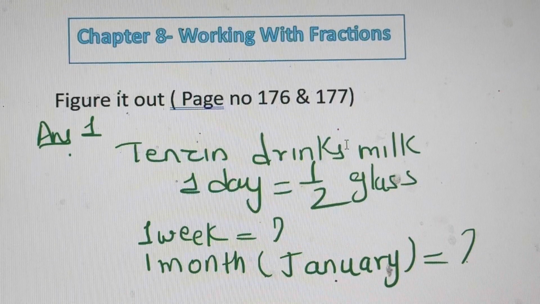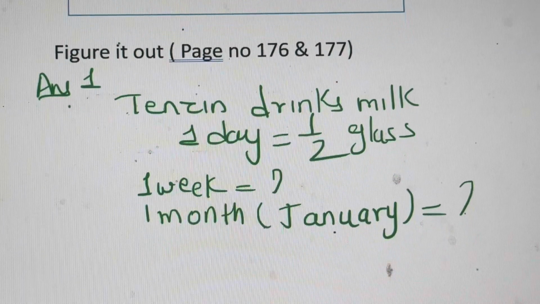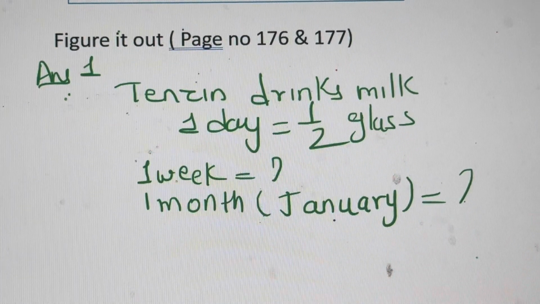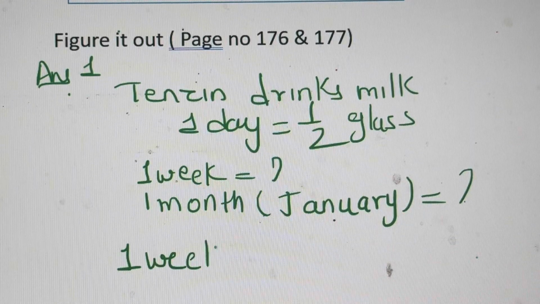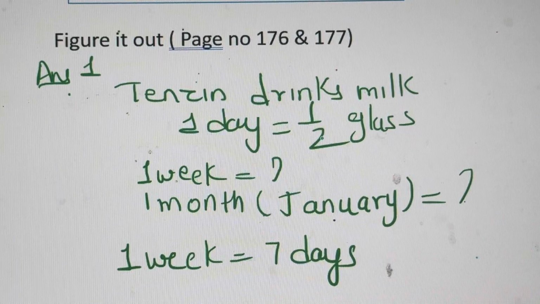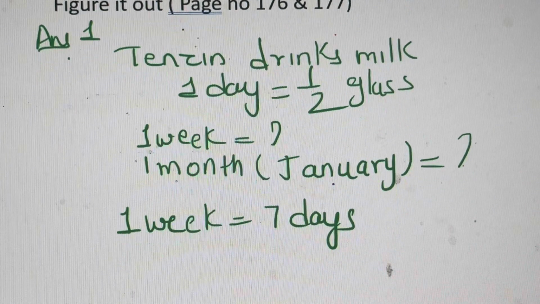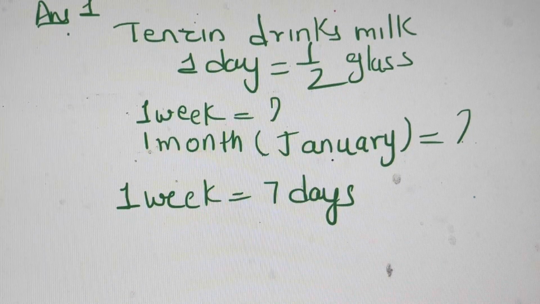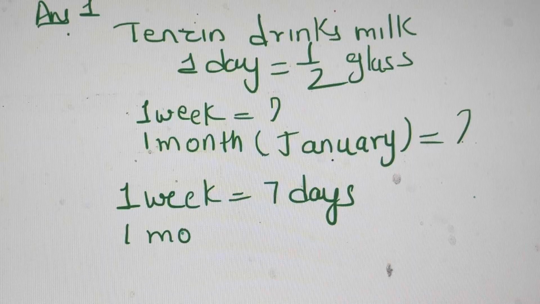So first we know that 1 week is 7 days. So 1 week is equal to 7 days. Why are we converting into days? Because it is given for 1 day, right? Similarly, 1 month, January. If month is not specified, we generally take it as 30 days. But here it is specified. So 1 month is 31 days.